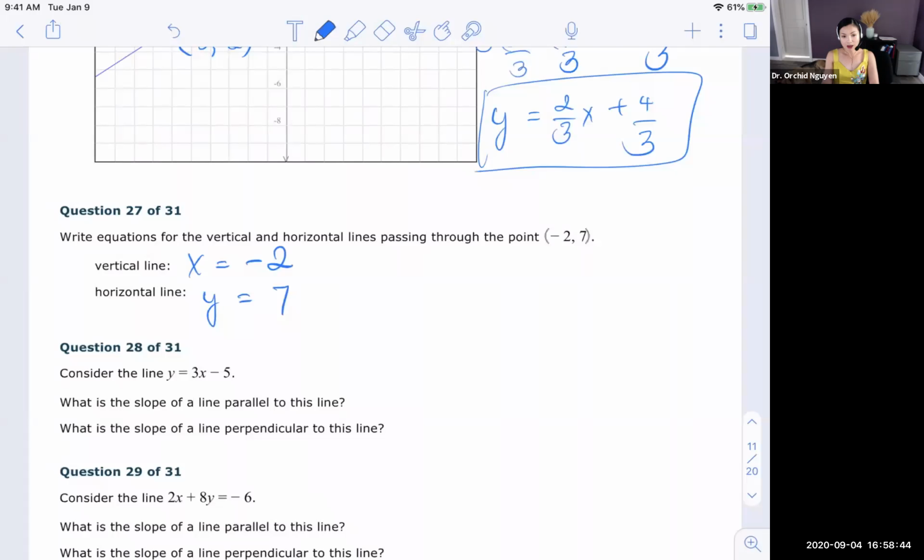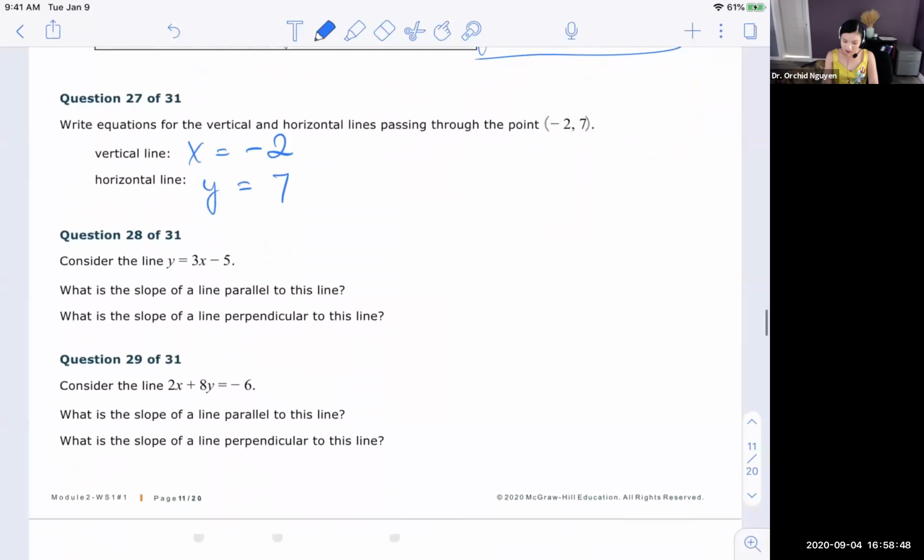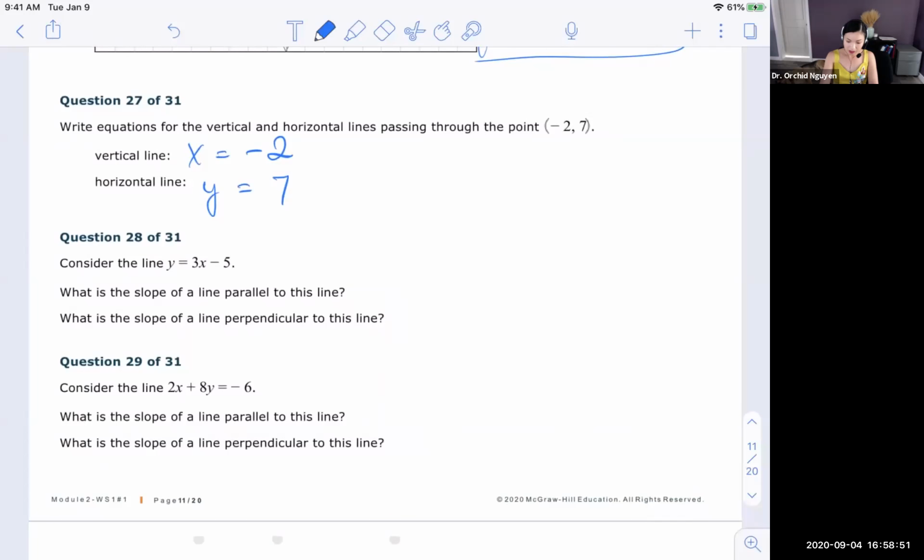Now, let's talk about parallel and perpendicular. So what are parallel and perpendicular? Two lines are parallel if and only if the slopes are the same. So the slope m1 has to be equal to m2, where m1 represents the slope of L1 and m2 represents the slope of L2. Now the two lines are perpendicular if and only if you have the opposite and reciprocal. Okay, so make sure you have both.